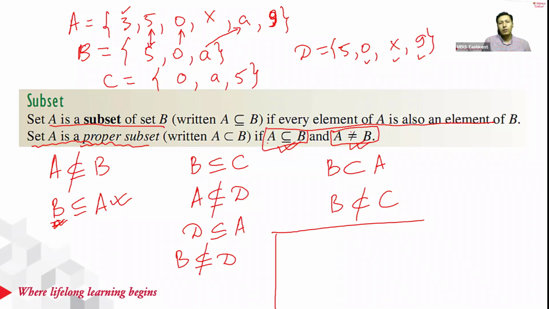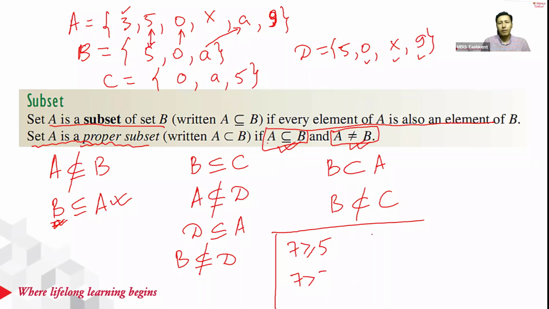Okay, in order to be a proper subset, it must satisfy two requirements. First, it must be a subset. Second, not equal to each other. It's like numbers. 7 is greater or equal to 5. I can write like this. Or I can write strictly greater than 5, right?